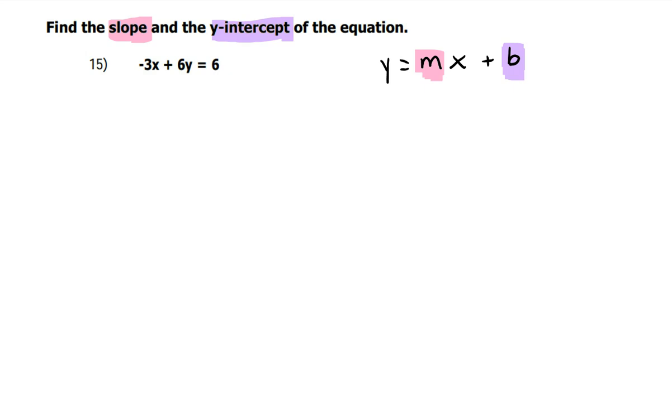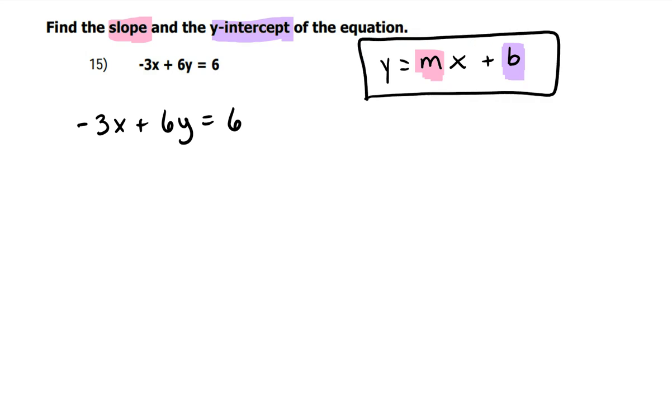So what I have to do is take this equation of negative 3x plus 6y equals 6 and solve it for y. Make it look like this. Have y equals something x and then a something. So the first thing I am going to do is add 3x to both sides.